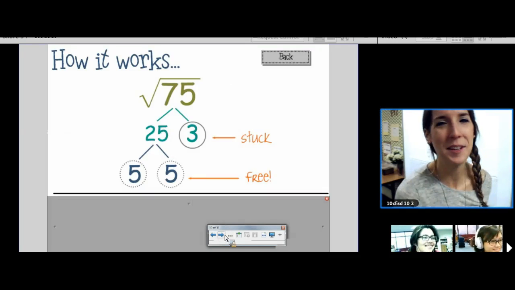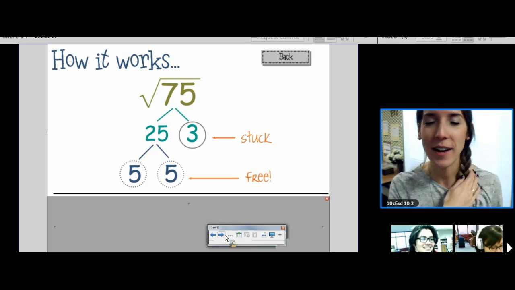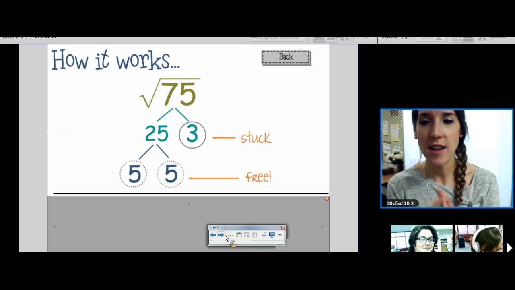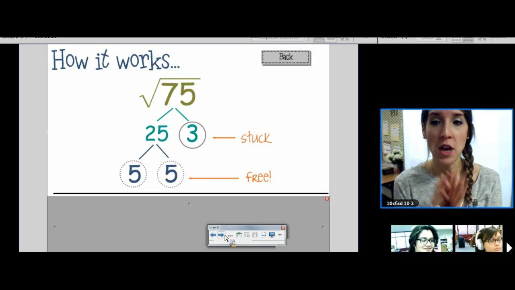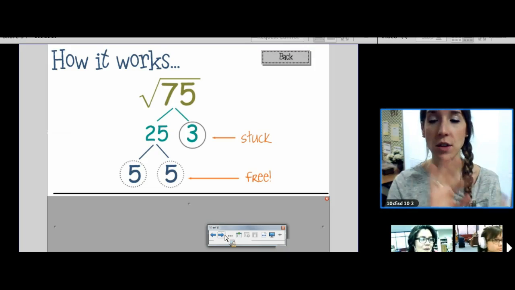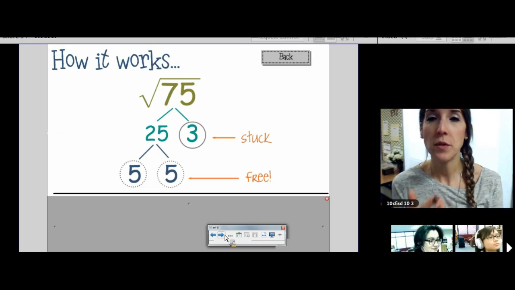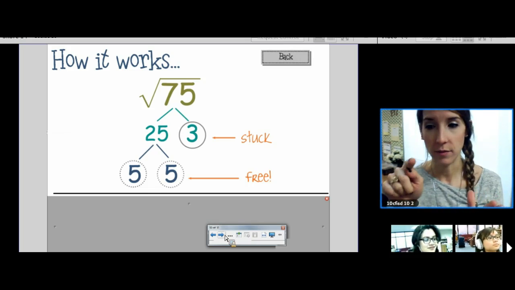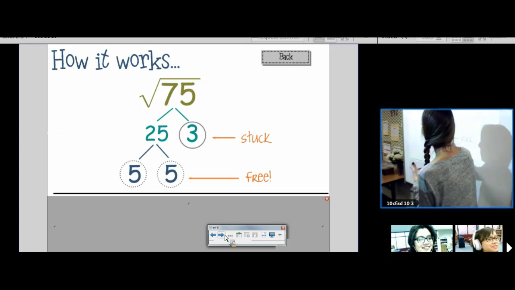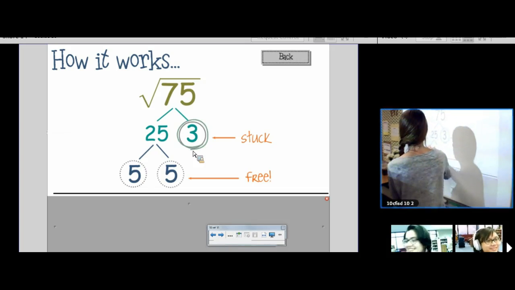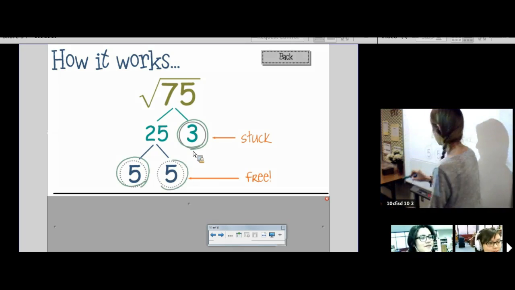All right, so how does it work? You take a number, I know you already know this, and you find numbers that multiply to get 75. You find the factors of 75. You can use 15 and 5. You can use 25 and 3. When you get to a prime number, you circle it. So when I got to 3, I'm like, oh, this is prime, circle it. When I got to 5, it's prime, and it's prime.